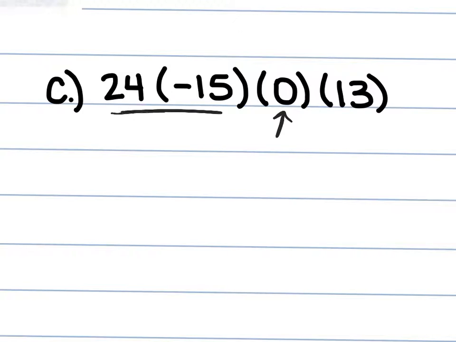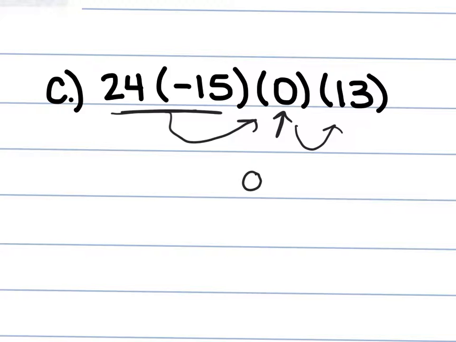Think about it. These two multiplied together will give me some number, and then that some number times 0 will be 0, and then 0 times 13 will be 0. So ultimately this, no matter what, is going to be 0, because all we are doing is multiplying by 0. 24 times negative 15, that's a number. It's a negative number. I don't know what it is off the top of my head, but that number times 0 is 0. And 0 times 13 is 0.